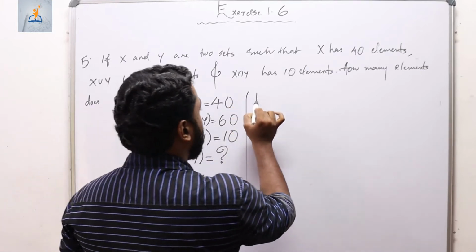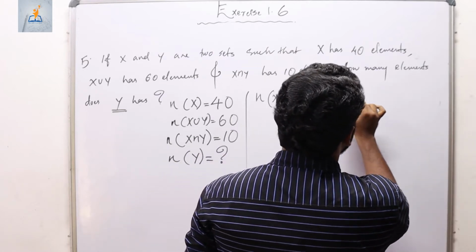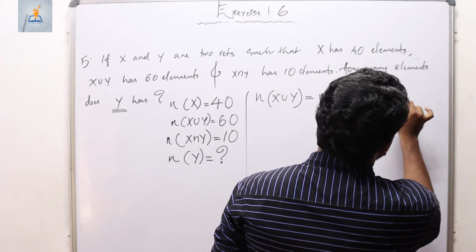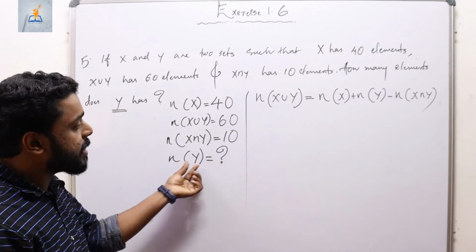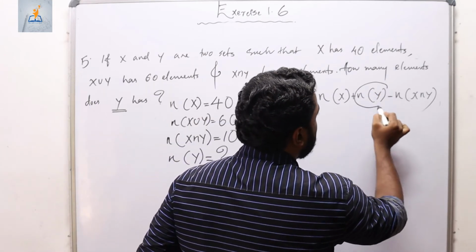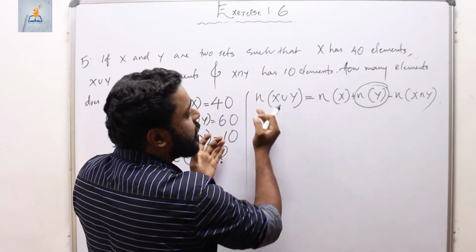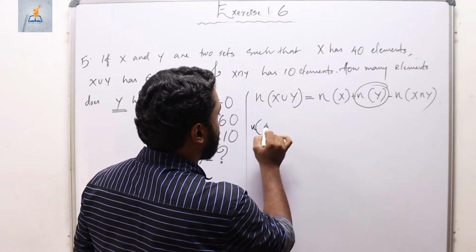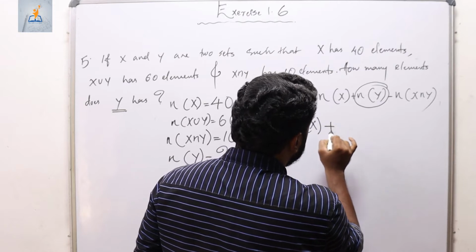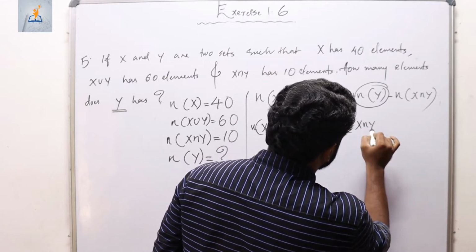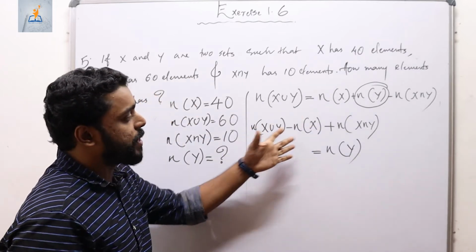Okay. Now we know the equation: n of X union Y is equal to n of X plus n of Y minus n of X intersection Y. We have to find out what n of Y is. So we are going to isolate this quantity on the RHS and take all other quantities to the left hand side. So the equation will become n of X union Y minus n of X plus n of X intersection Y is equal to n of Y. Okay. Therefore, we obtained an equation like this.